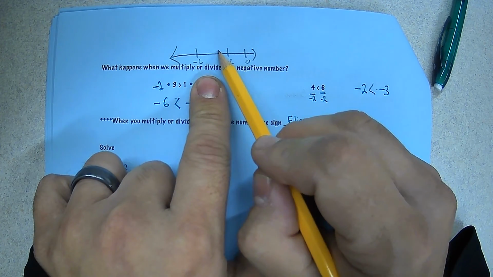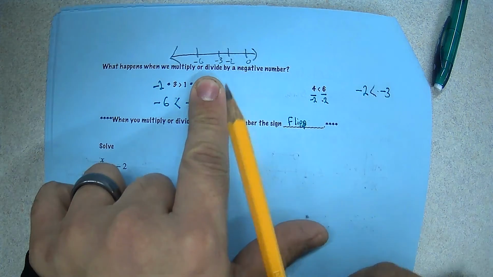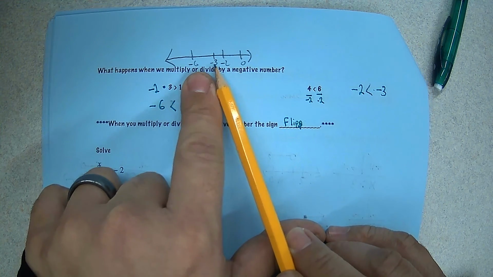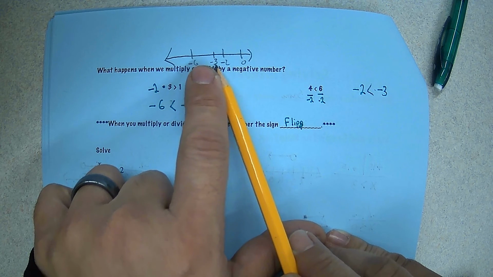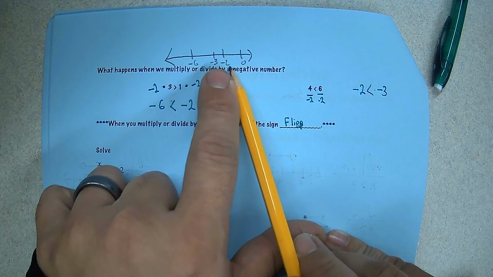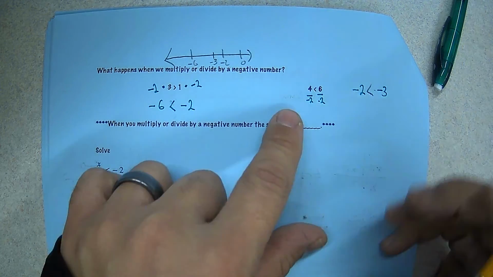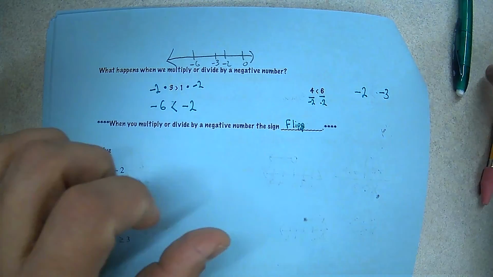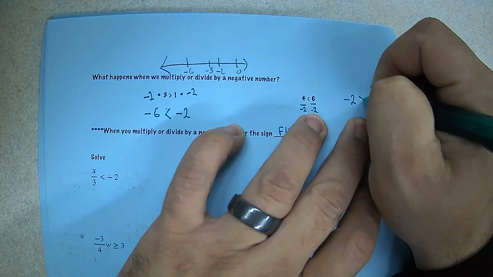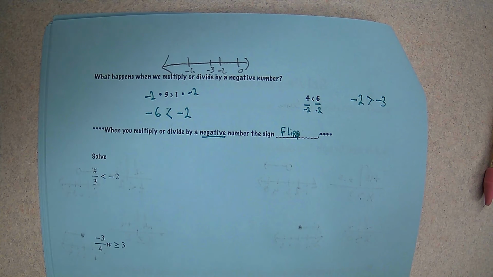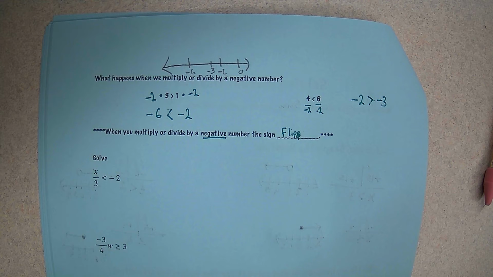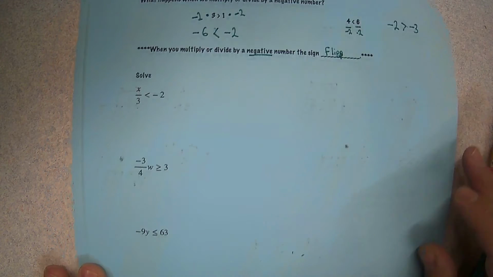Well, -3 on that number line is right here. So we think, is -2 less than -3? No, -2 is greater than -3. So we flip that sign. Now this only happens if we are multiplying or dividing by a negative number. If I multiply or divide by a positive number, everything works out the same. But if it's a negative number, then we flip it. So let's solve some of these.